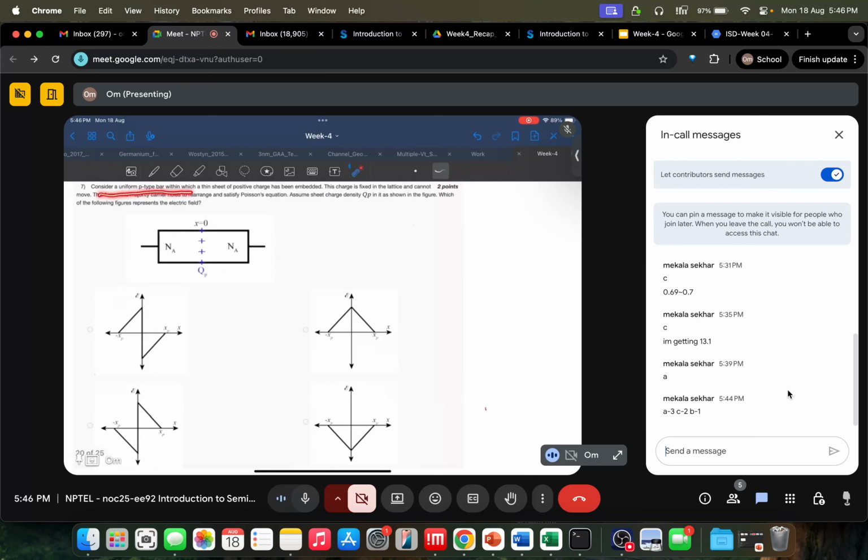Consider a uniform p-type bar within which a thin sheet of positive charge has been embedded. So we have a uniform semiconductor of p-type doping everywhere, but at the center of it we have embedded a sheet of positive charge. The charge is fixed in the lattice and cannot move. This forces the majority carriers to rearrange and satisfy Poisson's equation. Assume the sheet charge density Qp as shown in the figure. Which of the following represents the electric field? So we have to find the electric field profile for this.